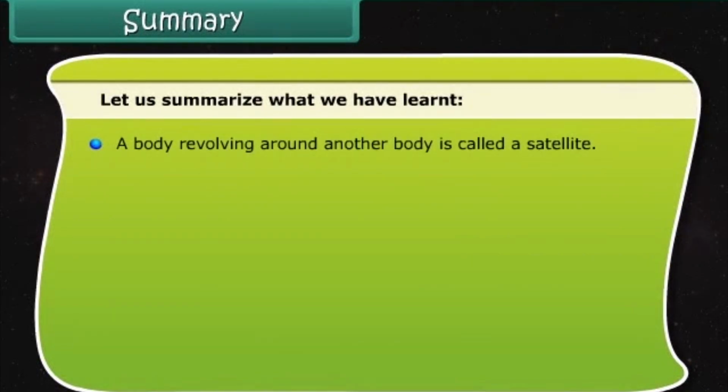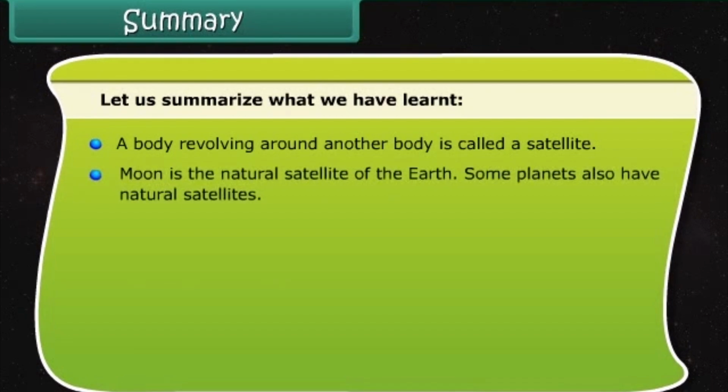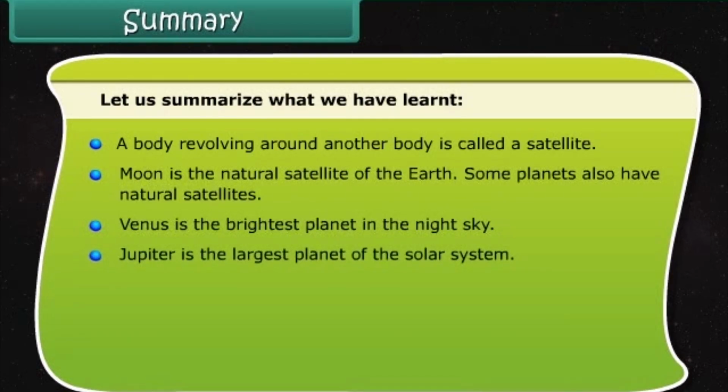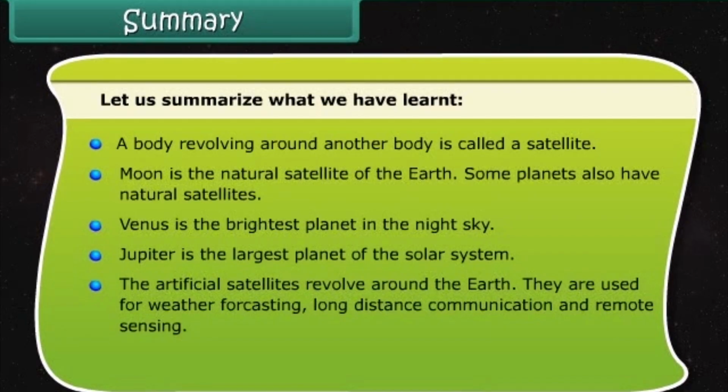A body revolving around another body is called a satellite. Moon is the natural satellite of the Earth. Some planets also have natural satellites. Venus is the brightest planet in the night sky. Jupiter is the largest planet of the solar system. The artificial satellites revolve around the Earth. They are used for weather forecasting, long-distance communication, and remote sensing.